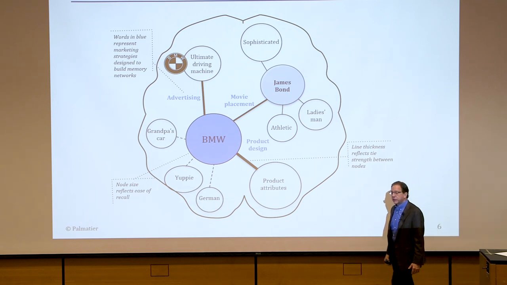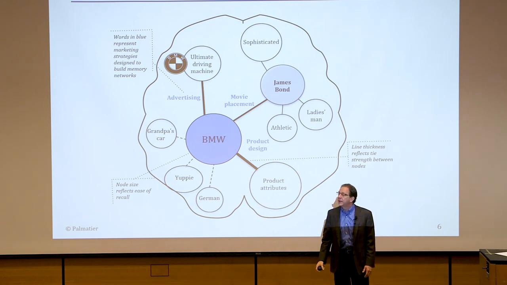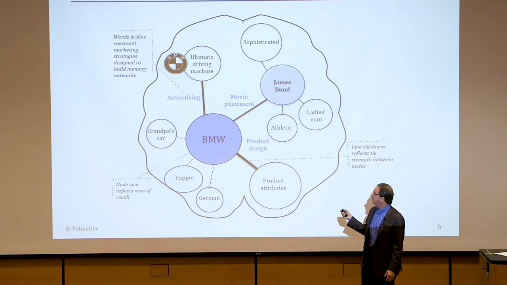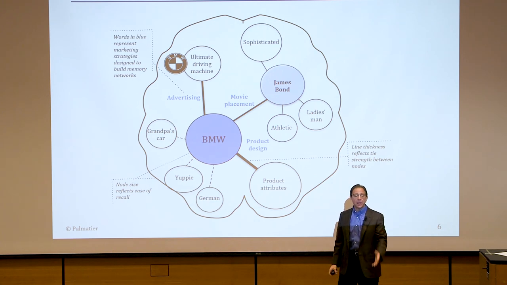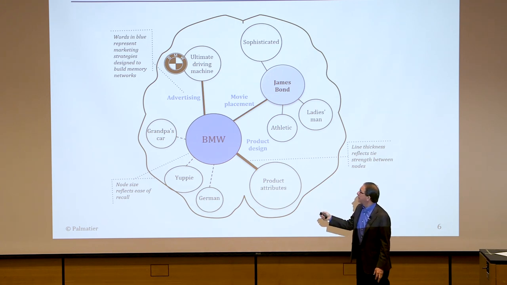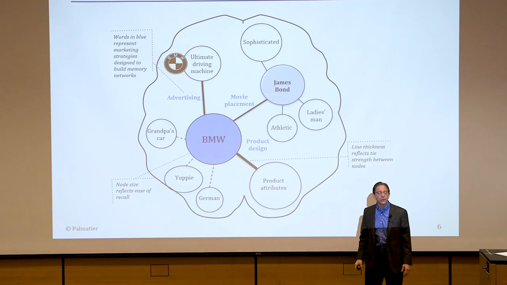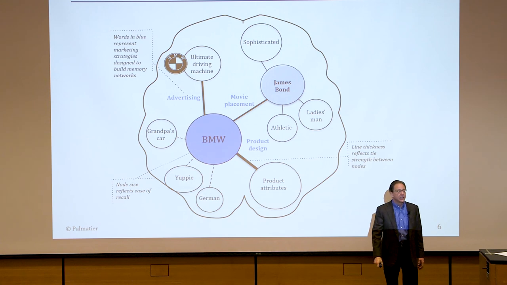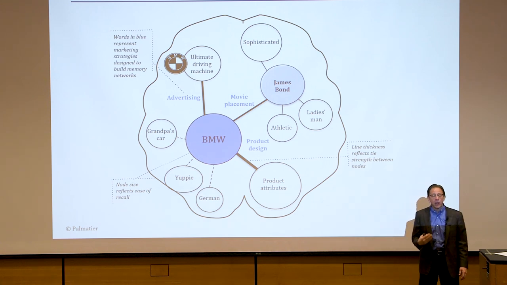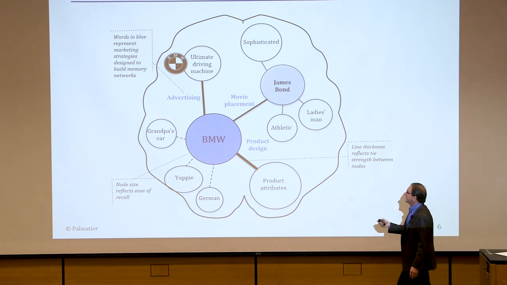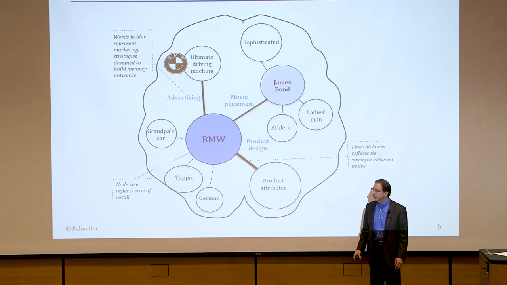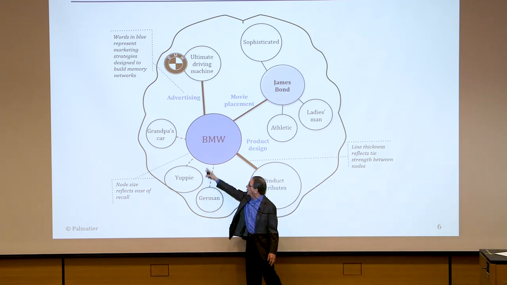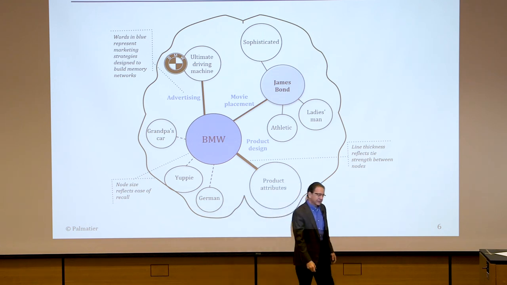So all the movie placement does is build that link. If they can have James Bond drive that car for 2 hours in a movie, that makes that link very thick. So now when I hear the term BMW, it fires this link to Ultimate Driving Machine, that comes from the advertisement. It drives this link to James Bond from the movie placement, which also brings up these attributes. So it makes these three attributes get linked to BMW. That could be a very cost-effective way to do it, because if you had to do each of these individually, kind of like building these kind of links, you'd have to spend a lot of money on advertising.